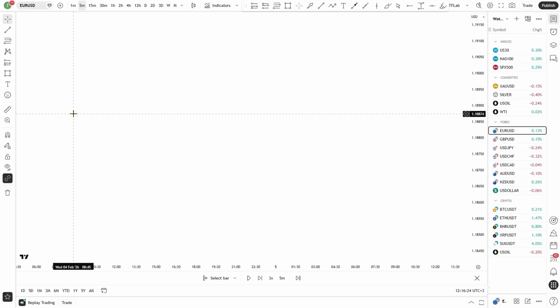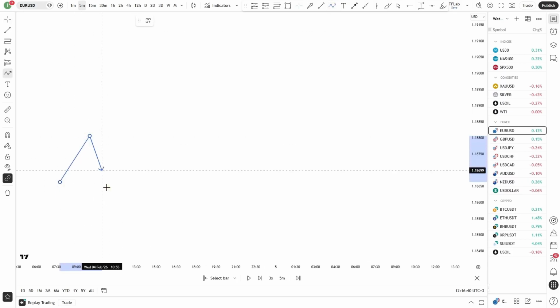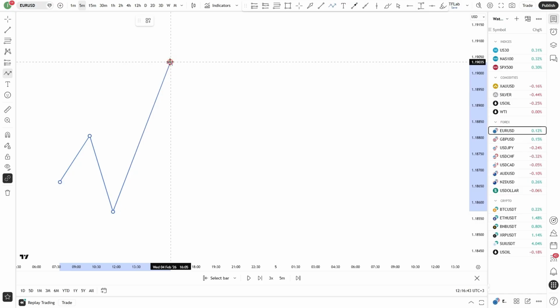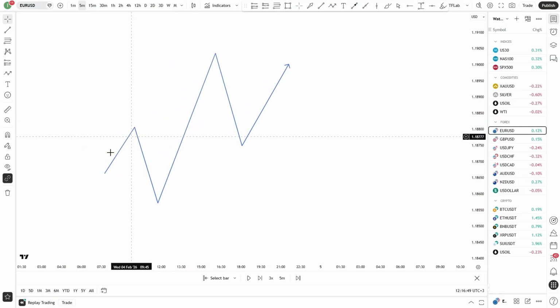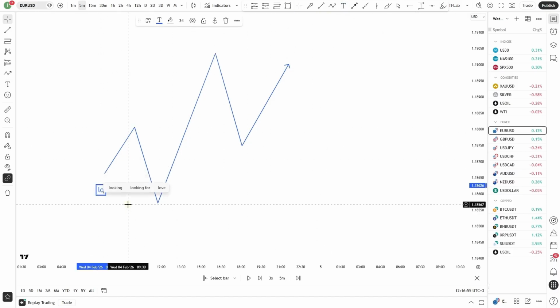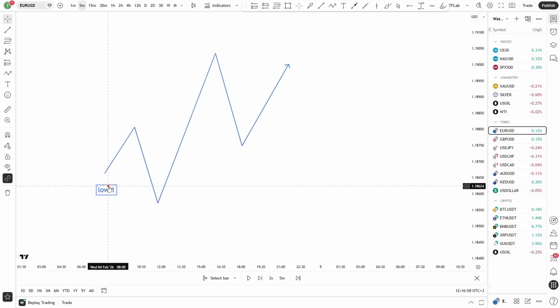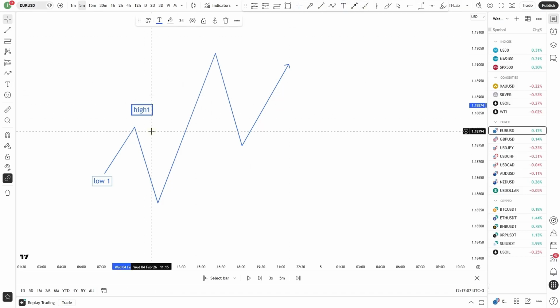The first thing you need to be familiar with is the breaker block. Whether it's a bearish breaker or a bullish breaker, I'm going to show you a bullish breaker block right now so you can see how it works. When the price starts from a low, you should consider this as my first low here. The next one forms a high, which I'll label here as my first high.